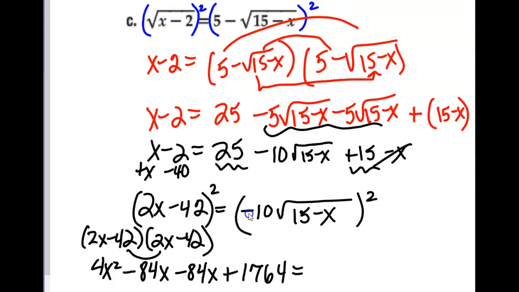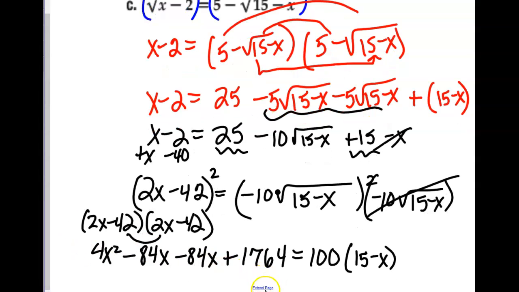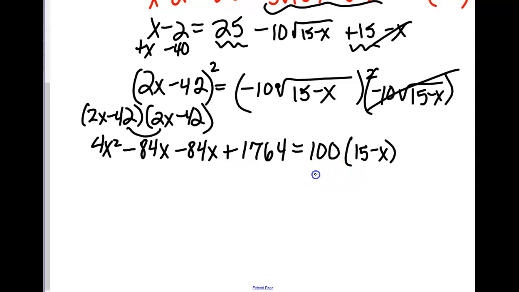Okay, on the right-hand side, when I square this, do I have to FOIL that? No, because I'm squaring, it's a multiplication problem. So negative 10 squared would become 100, and the square root of 15 minus x squared would become just 15 minus x, but it is a quantity, so we are going to have to distribute that 100. Okay. Hofbauer's going to start sobbing any minute here. All right, if I distribute over here, I have 1500 minus 100x.